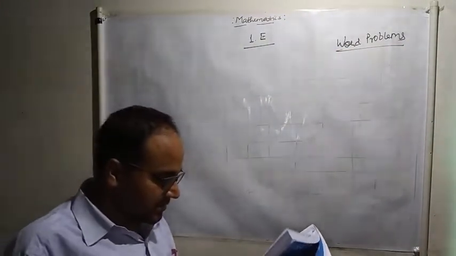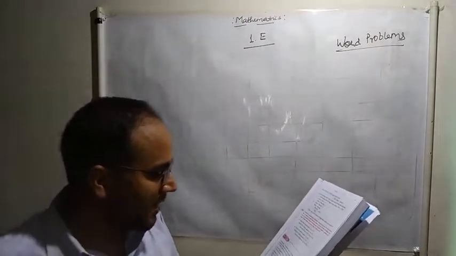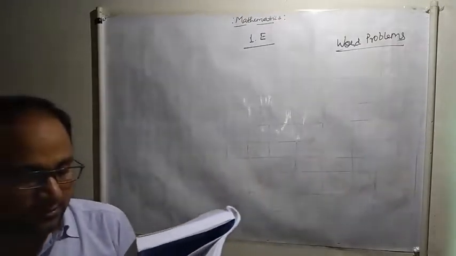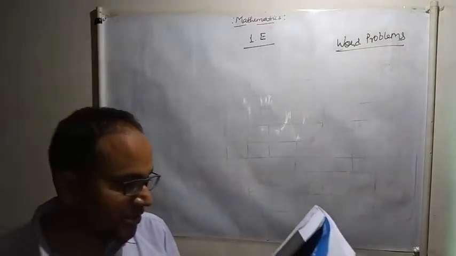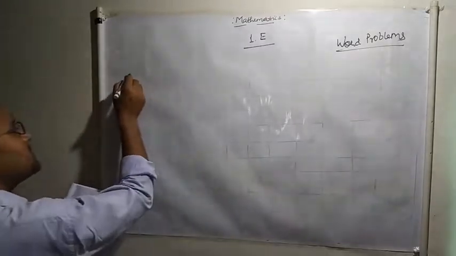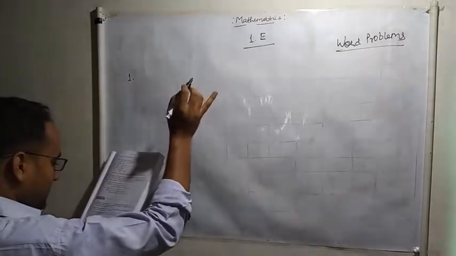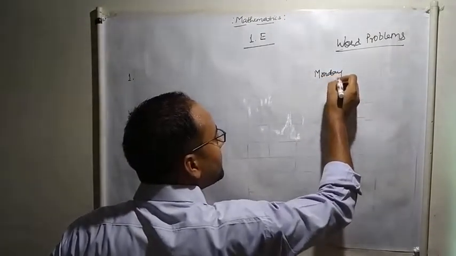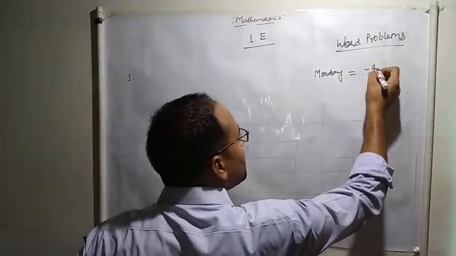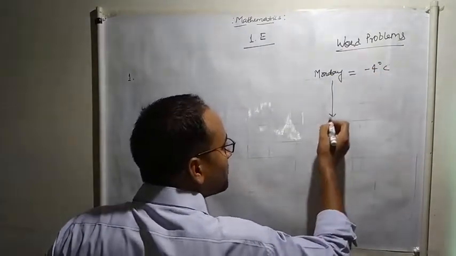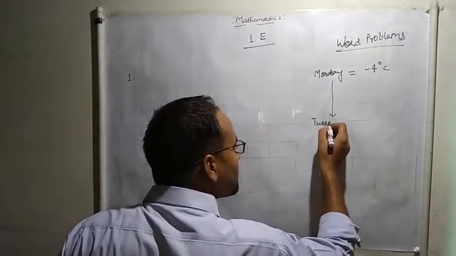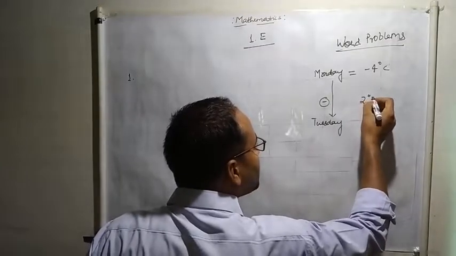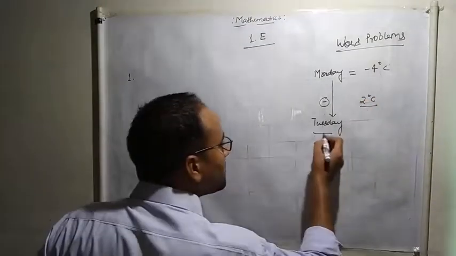So the first question is: at Srinagar the temperature was -4 degrees centigrade on Monday, and then it drops by 2 degrees centigrade on Tuesday. So the solution of the first one: at Srinagar the temperature on Monday was -4 degree centigrade, and it dropped down on Tuesday. Drop means negative sign, 2 degree centigrade. So what is the temperature on Tuesday?